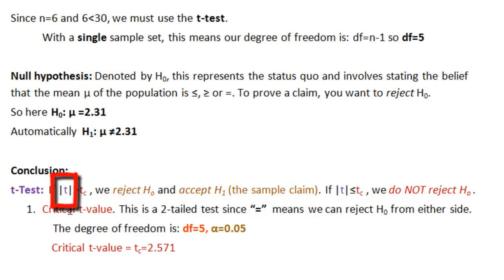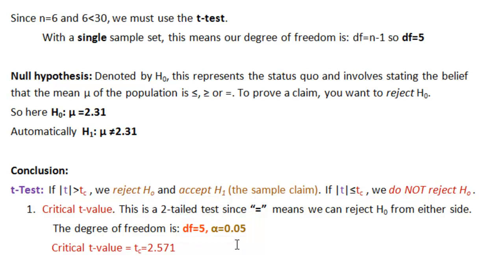That means we need to calculate the t-score. That uses the data and the critical t-value. If the absolute value of the t-score is greater than the critical value of t, we reject the null hypothesis and accept the alternative hypothesis, usually called the sample claim. If the absolute value of the t-score is less than or equal to the critical value, we do not reject the null hypothesis. Later on, we'll discuss what rejecting or not rejecting has to do with the text in the problem. But right now, we're just working mathematically. The degree of freedom is df equal to 5 and alpha equal to 0.05.